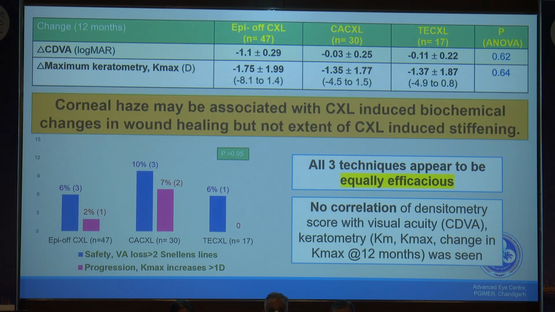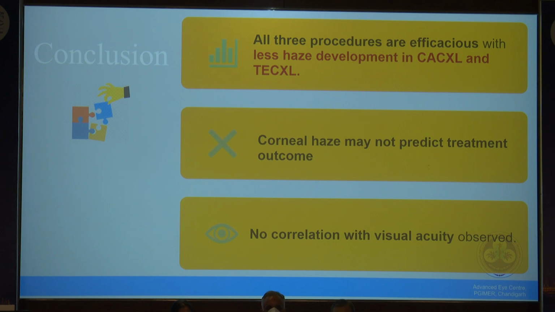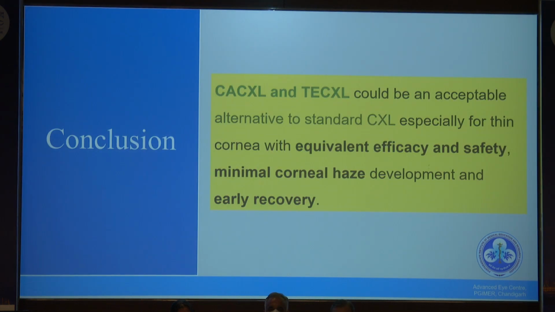So it suggested that corneal haze may just be associated with CXL induced biomechanical changes in the wound healing process but not the extent of CXL induced stiffening. We concluded that all three procedures are efficacious with less haze development in contact lens assisted and transepithelial cross-linking techniques, and corneal haze may not be predictive of the treatment outcome, as there was no correlation with visual acuity. Therefore, CACXL and transepithelial CXL could be an acceptable alternative to the standard CXL method, especially for thin cornea, with equivalent efficacy, safety, minimal corneal haze, and early recovery.